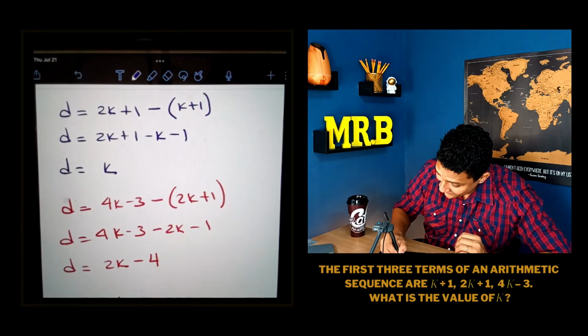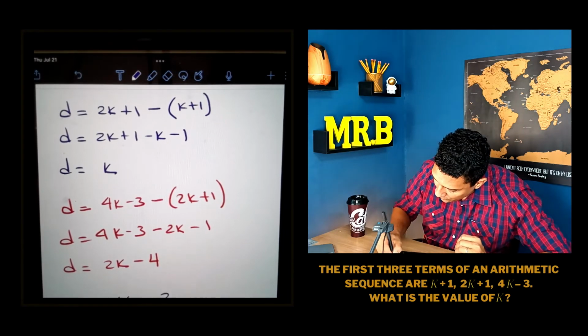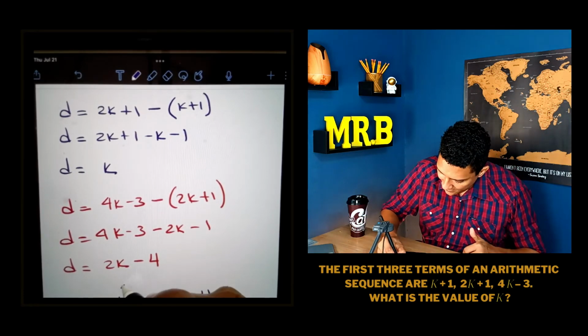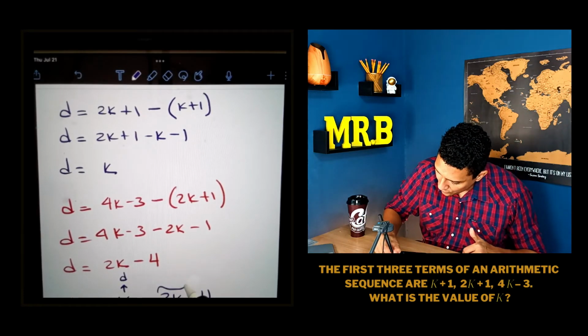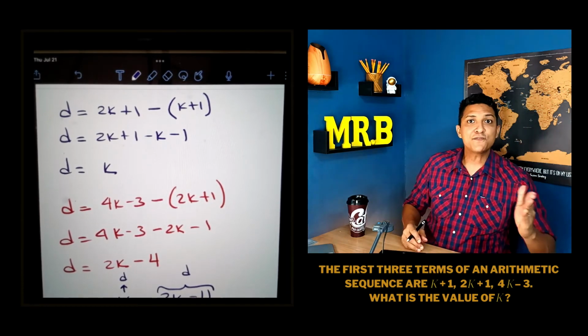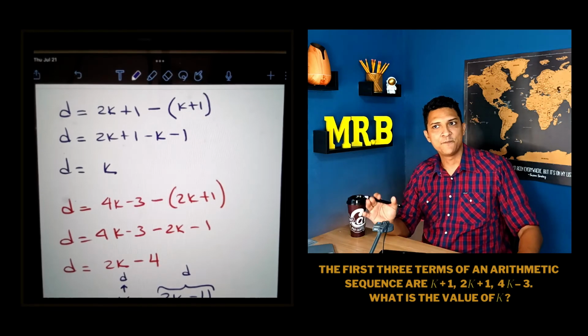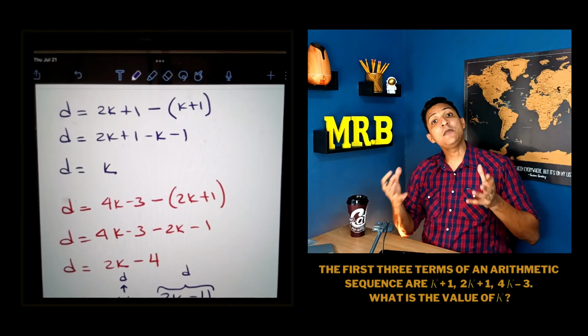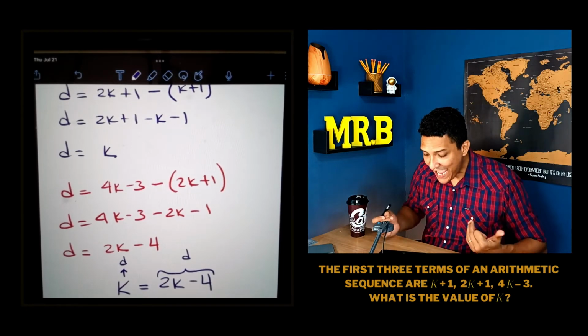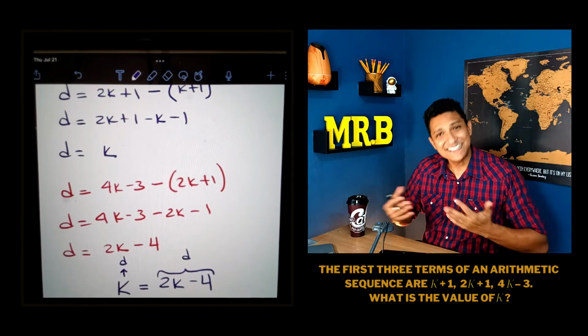What I'm saying is that k equals 2k minus 4. How is that possible? Remember that k is the difference, and also 2k minus 4 is the difference. So in other words, what I'm saying is the difference equals the difference. They have the same value, but they are written differently. So now what I have is actually a simple equation.